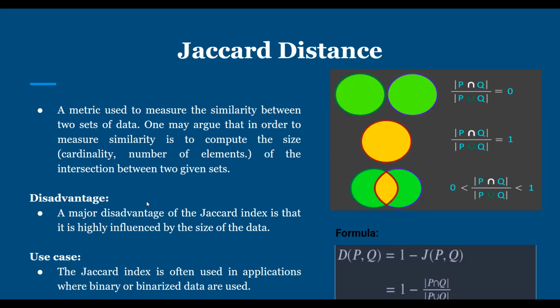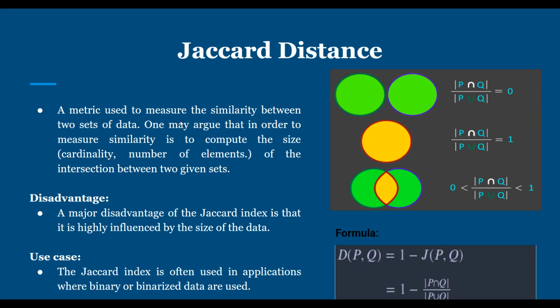Coming to the use cases, the Jaccard index is often used in applications where binary or binarized data are used. When you have a deep learning model predicting segments of an image, for instance, a car, the Jaccard index can then be used to calculate how accurate that predicted segment is given the true labels. Similarly, it can be used in text similarity analysis to measure how much word choice overlap there is between documents. Thus, it can be used to compare sets of patterns.